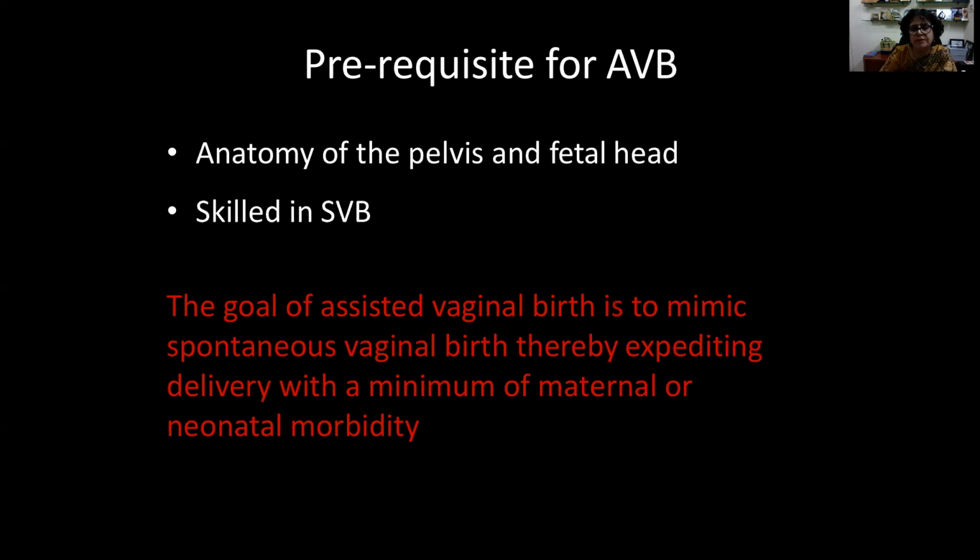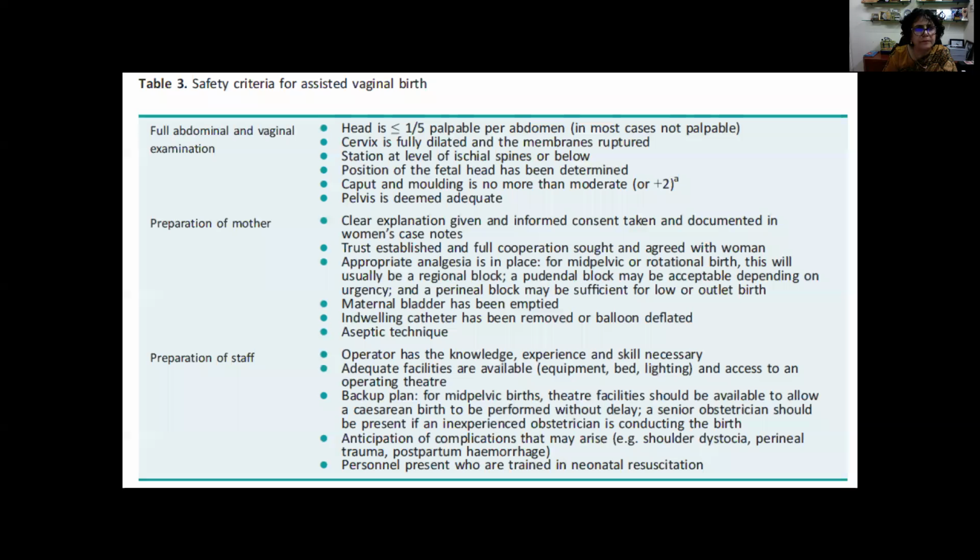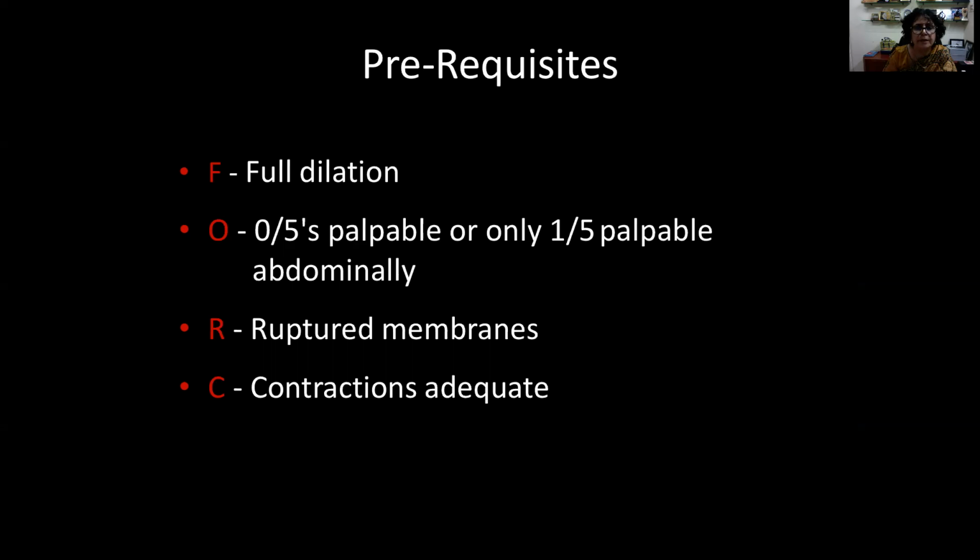The goal of assisted vaginal birth is to mimic spontaneous vaginal birth, thereby expediting delivery with minimum maternal or neonatal morbidity. So these are the safety criteria: the preparation of the mother, preparation of the staff, and a vaginal examination.